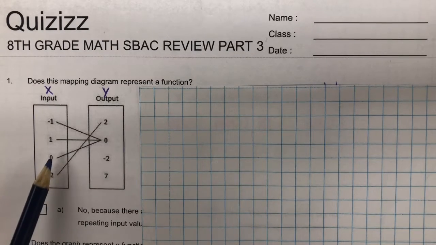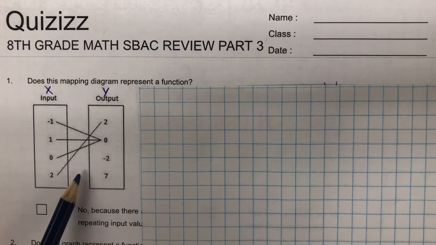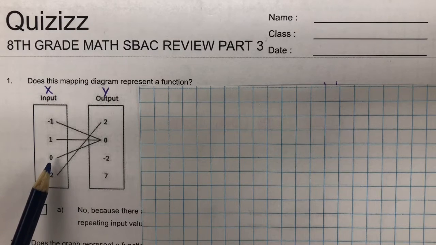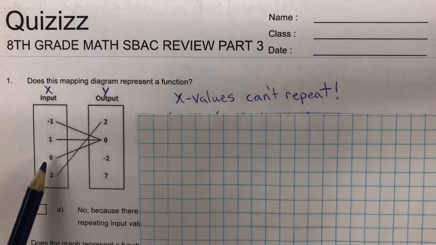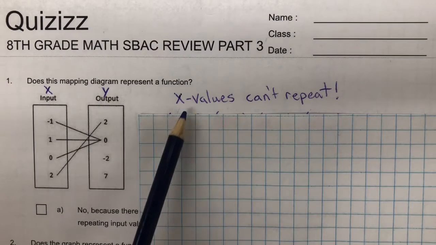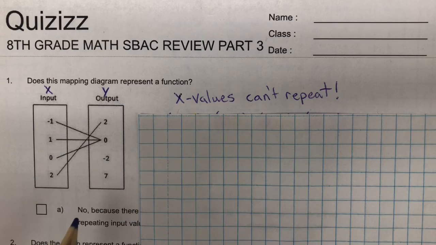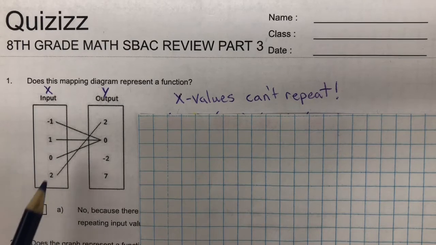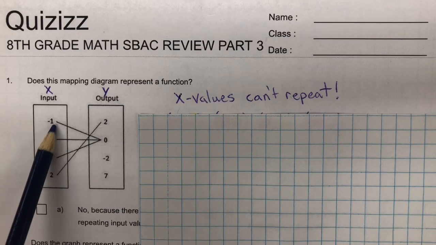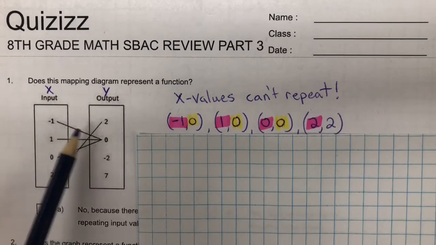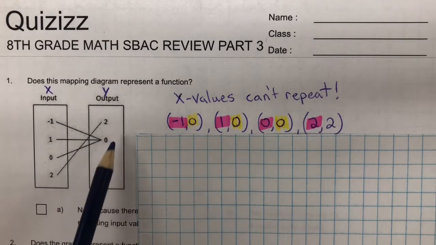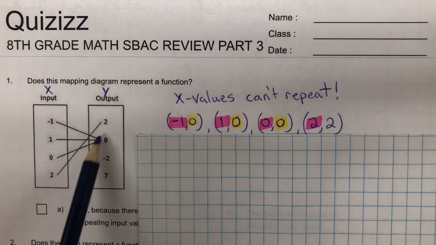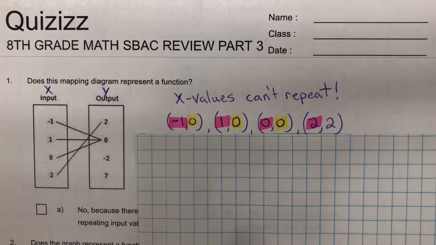Well, anytime I see a mapping diagram, for me it's easier to put them as ordered pairs. And remember that for it to be a function, the x values cannot repeat. So I'm going to go ahead and put these as ordered pairs: (-1, 0), (1, 0), (0, 0), and (2, 2).